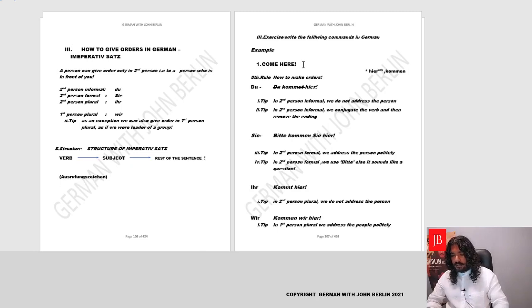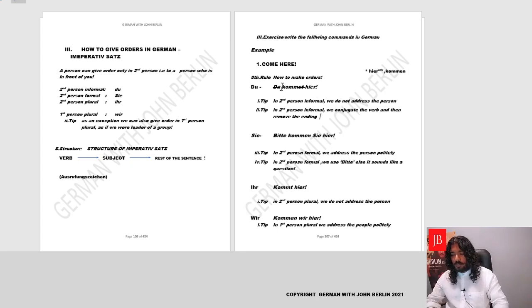So let's pick up a simple order, come here. All right, now how will we say come here in German? The verb is kommen. Fantastic. Now the first rule we need to learn is that when we are giving an order in informal, we do not address the person in second person. We don't need to say you, like in English. We never say you come here. We simply say come here. It's automatic. You're speaking to the person in front of you.